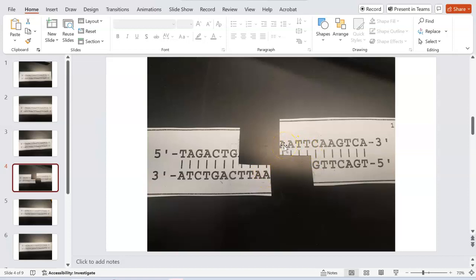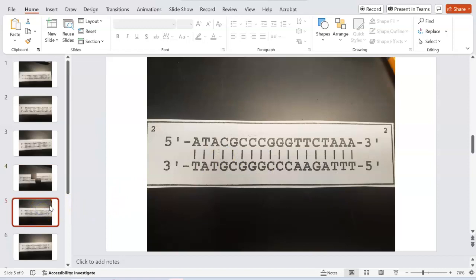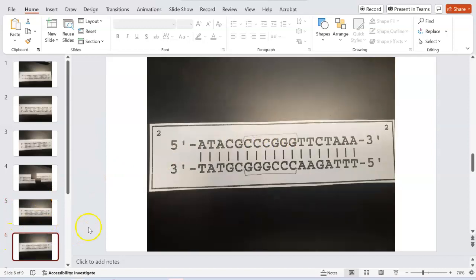Now, when you go on to point 3 under exercise 1, it tells you to do the same thing now with strip number 2, except now you're going to cut this with SMA1. And if you'll recall, SMA1 is looking for the sequence CCCGGG. So we have found that CCCGGG.